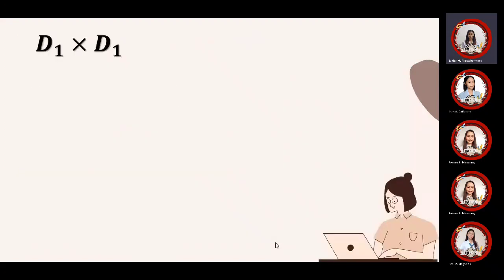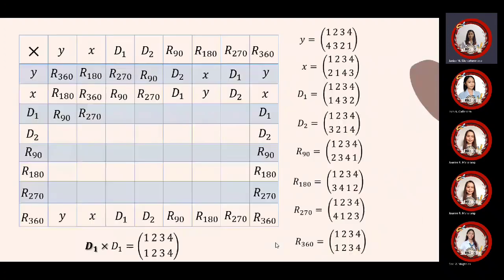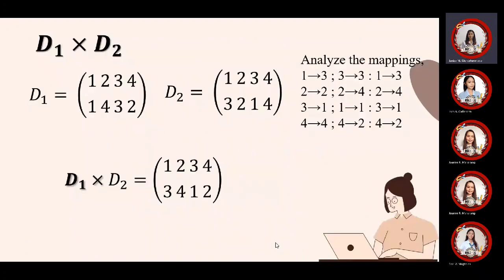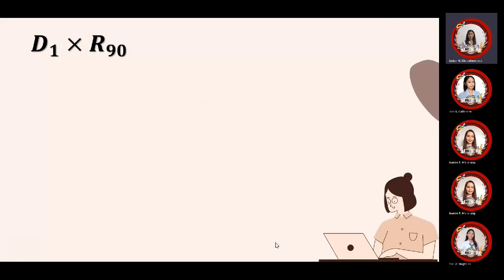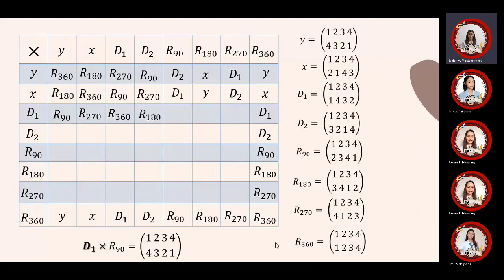So next we have D1 multiplied by D1. So the answer is 1 maps to 2, 2 maps to 2, 3 maps to 3, 4 maps to 4, which is also our R360. Next we have D1 times D2. So 1 maps to 3, 2 maps to 4, 3 maps to 1, and 4 maps to 2, which is also our R180. Proceeding, we have D1 multiplied by R90, which is 1 maps to 2, 2 maps to 3, 3 maps to 2, 4 maps to 1, which is also our y.